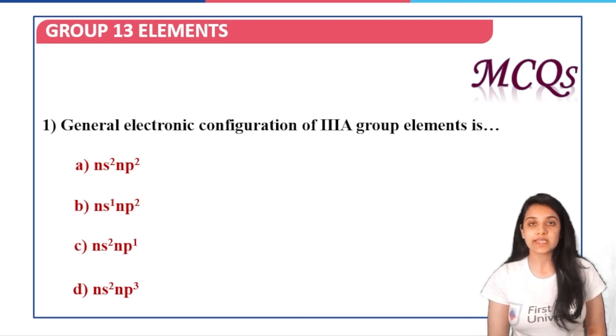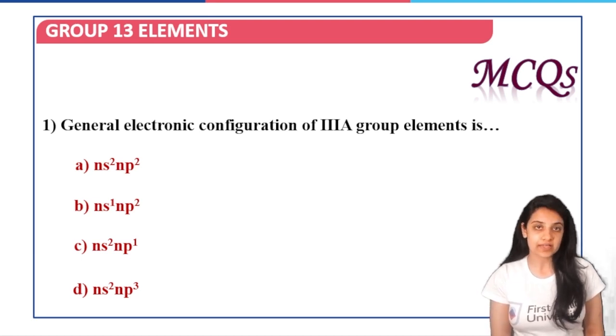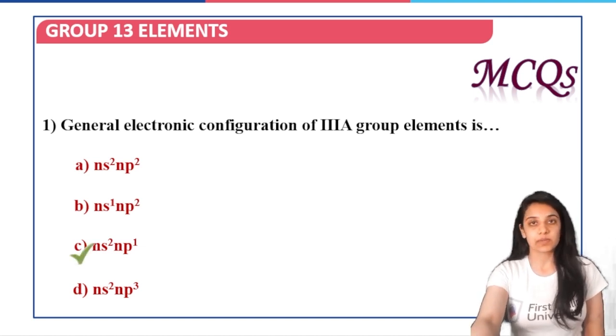So we have already seen that it is the first group of the p block elements, and therefore the general electronic configuration will have a completely filled s subshell, and there is going to be just one electron present in the p subshell. Therefore, ns2np1 is the general electronic configuration for group 13 elements. So option C here is the correct answer.